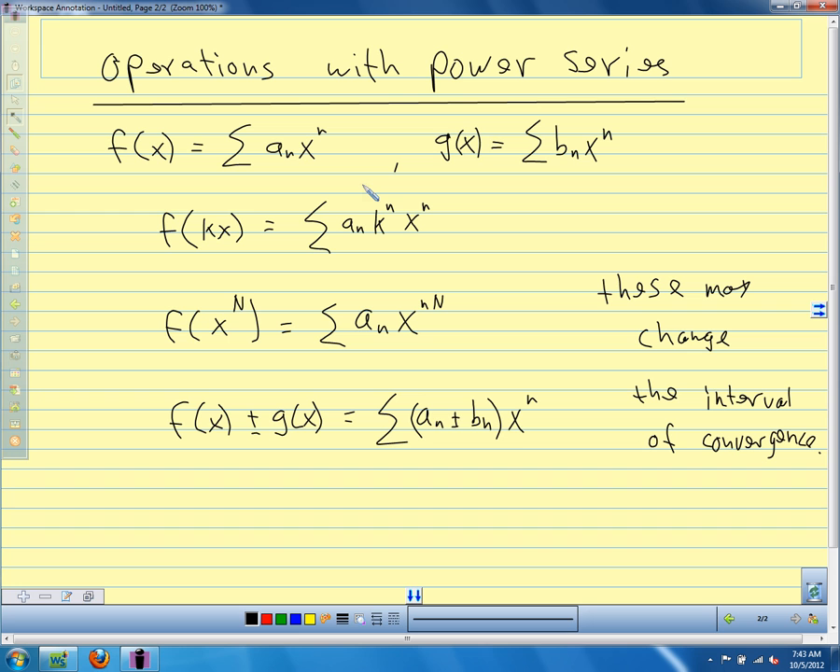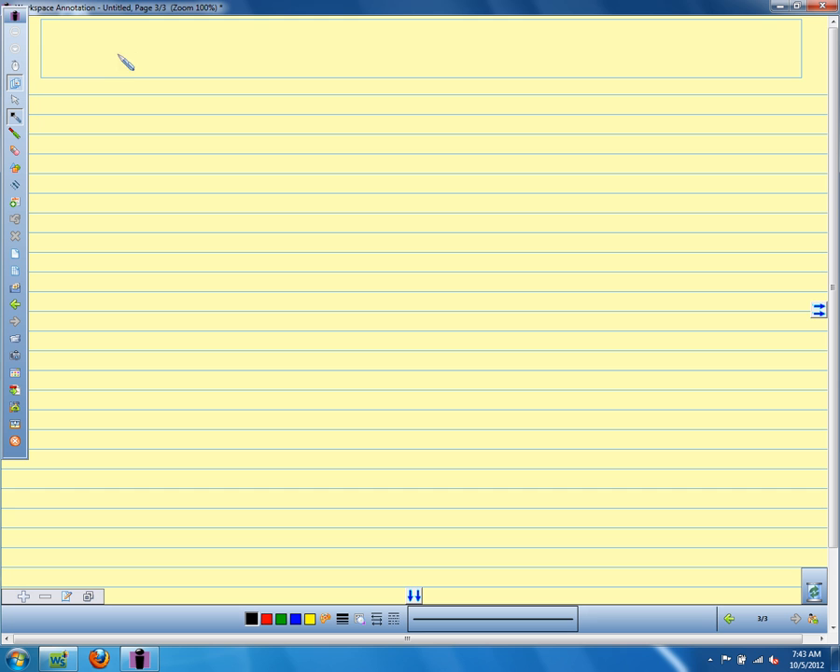All right, so the first easier way to find a power series is a geometric power series.